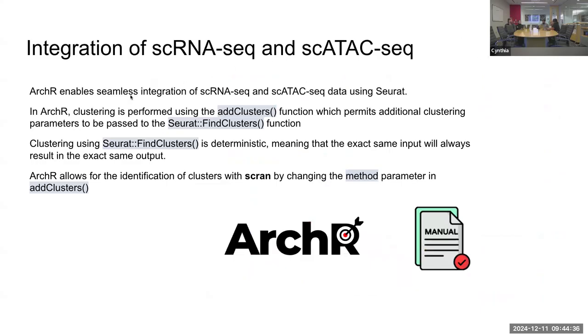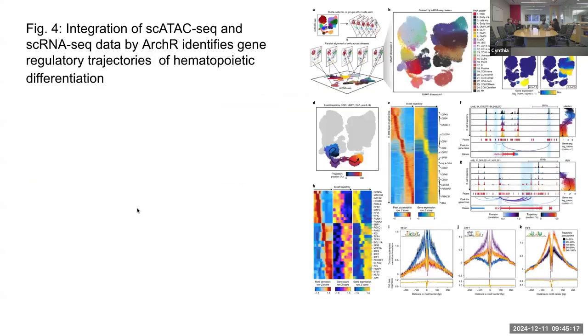Lastly, we have the various possible ways to integrate data in a multiome approach with single cell RNA-seq data. They have specific functions to do this, to add clusters. Also, they can play with the cell affinity clusters function that they incorporate, and ArchR also allows the identification of clusters using SCAN. So there are a couple of options that you can explore by yourself. In the manual, there is a lot of information related to that. It looks somewhat easy to implement, but I really have not tried it myself.